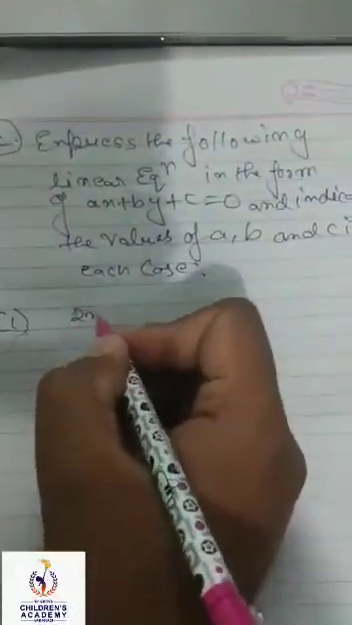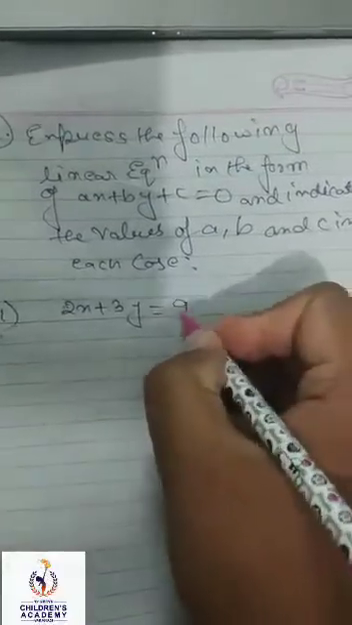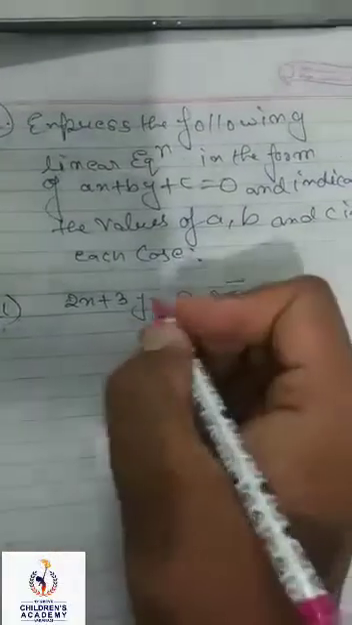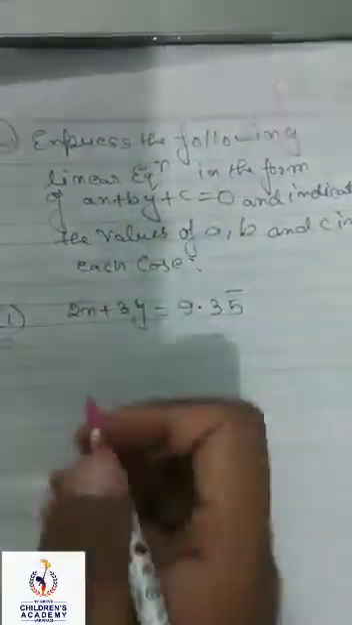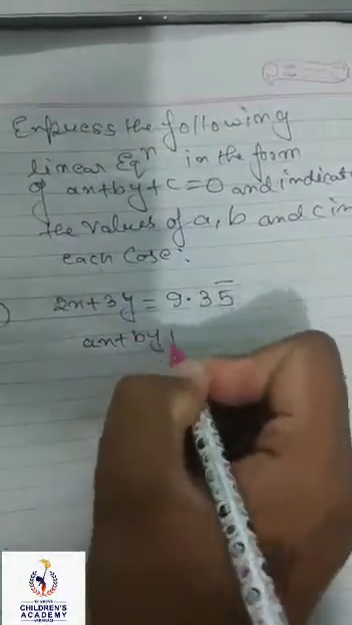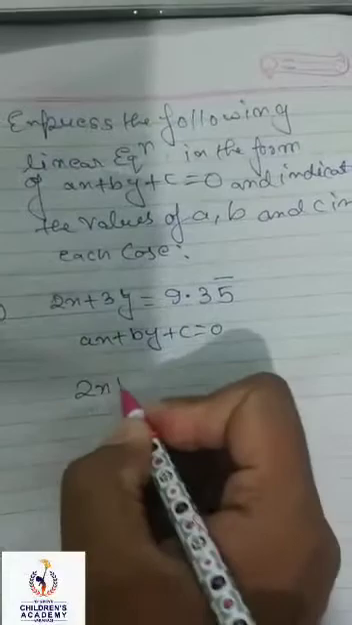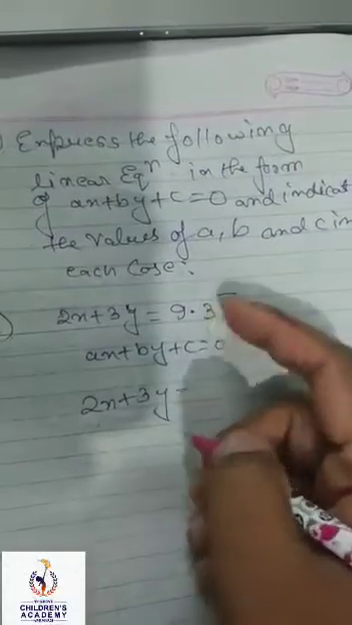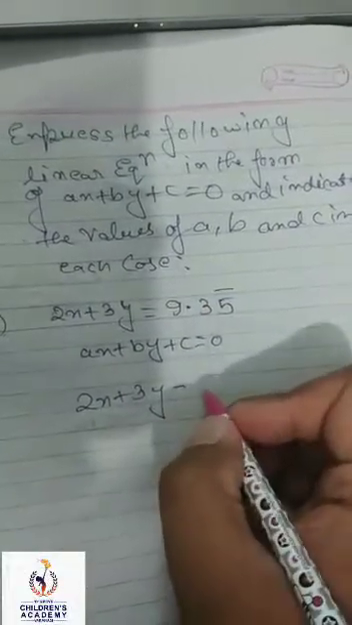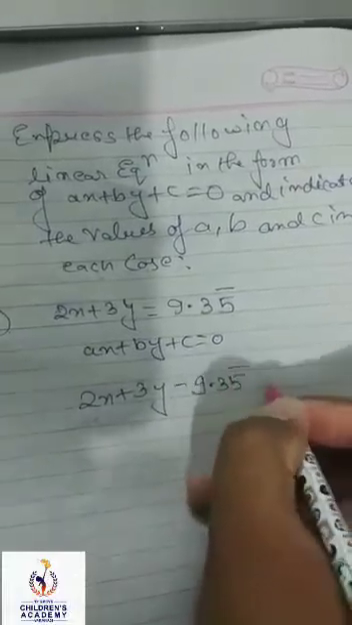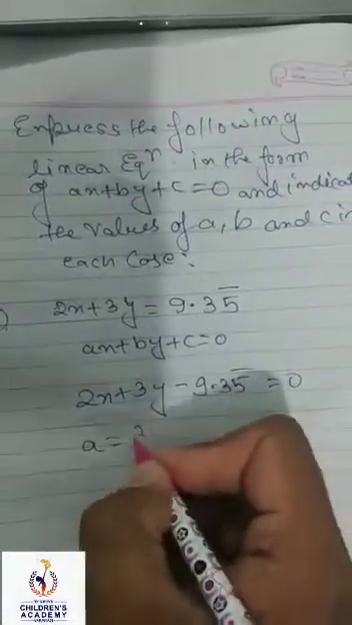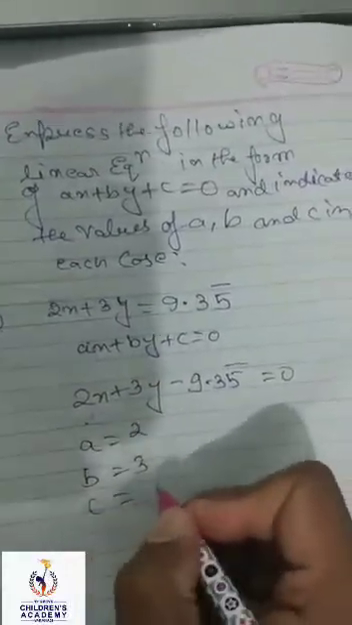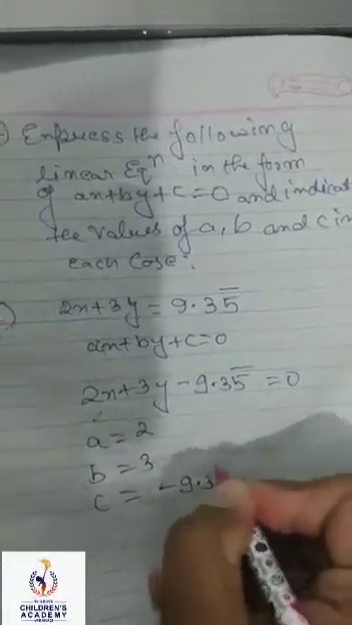The first question is 2x plus 3y is equal to 9.35. So first we have to express this in the form ax plus by plus c. The general form is ax plus by plus c is equal to 0. So here we take 2x plus 3y, and transfer the constant to this side. If it is plus on one side, it will give a minus sign on the other. So 2x plus 3y minus 9.35 is equal to 0. So here a is equal to 2, as we compare the coefficients, b is equal to 3 and c is equal to minus 9.35.